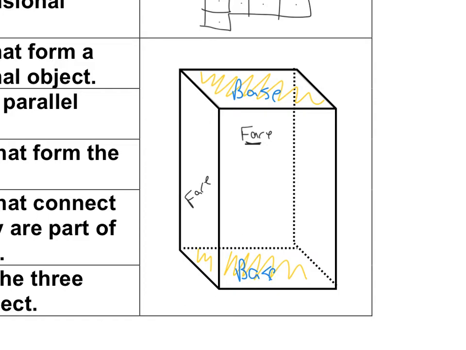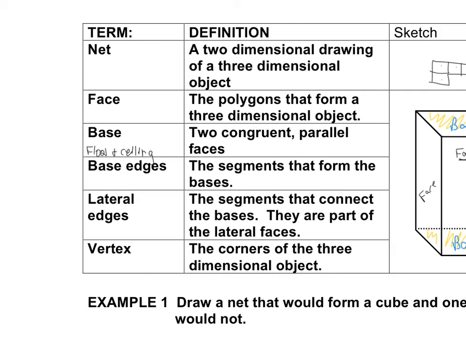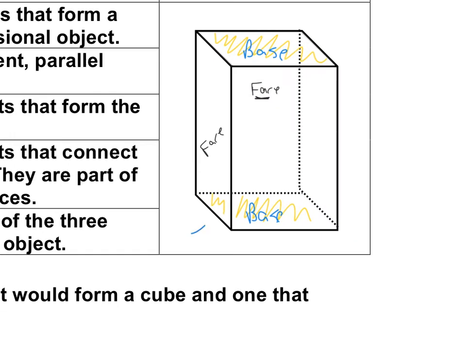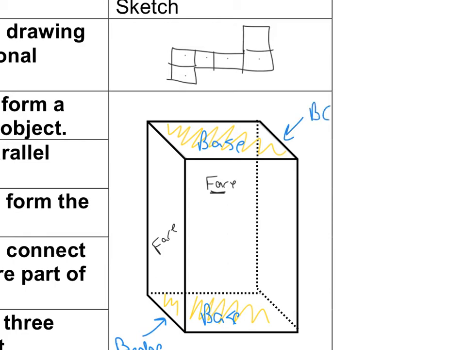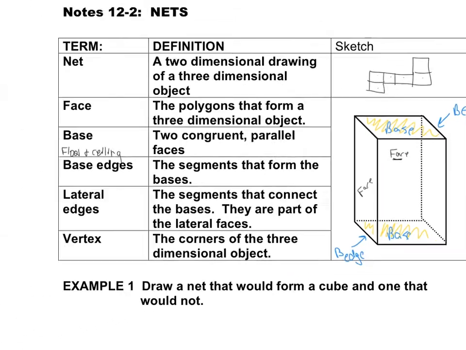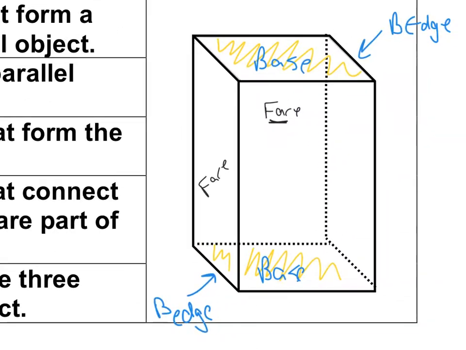Okay? We also have a few parts of these where they connect. The base edges, these are like around the floor and the ceiling. Like I have a base edge right there. I'm going to put B edge. But you also have them up here as well. So there's another base edge. So those are pretty easy. Then you have the lateral edges. These are like from the ceiling to the floor. So all these side ones right here, these are lateral edges. And see, sometimes we talk about the lateral faces. That's like the walls. So when you hear the word lateral, you might think of the walls.